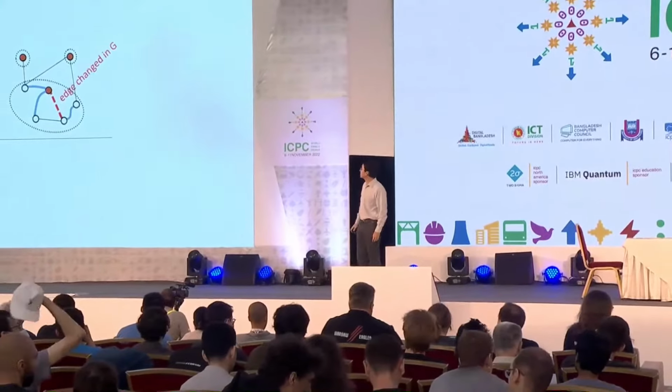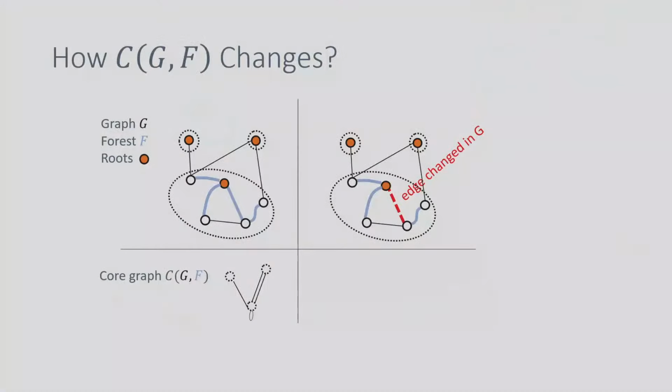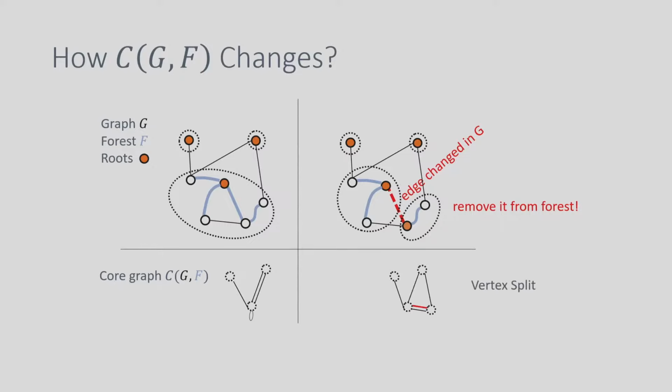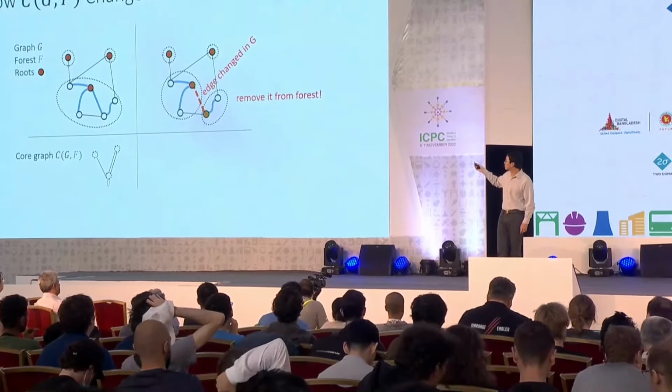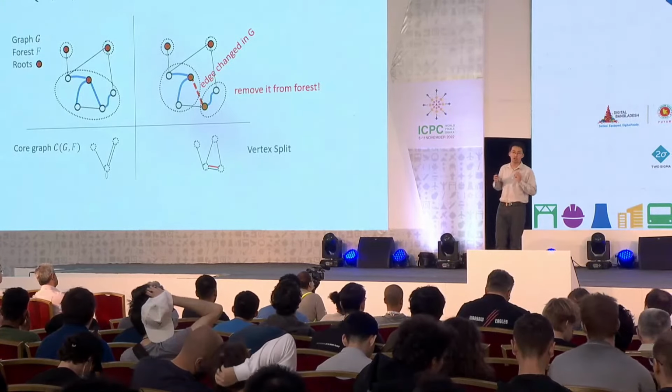What happens if I delete an edge from G? What happens if I delete one of the edges belonging to a tree from G? What happens here is that instead of having a single tree, now it's 2 trees. In other words, this is a vertex split. So you have to remove it from the forest, it becomes 2 pieces, and what you get is instead of 1 vertex, it becomes 2 vertices.